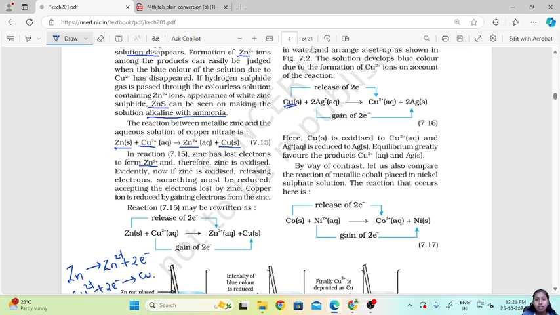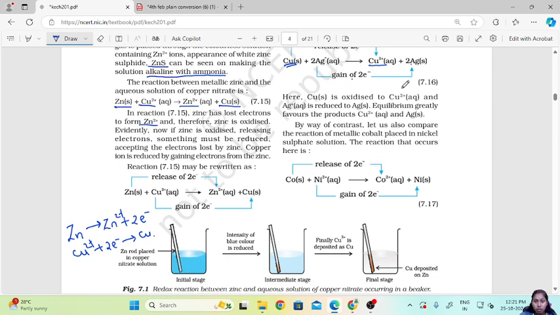Copper releases 2 electrons and becomes copper 2+, whereas silver ion gains electrons and becomes silver. So here copper is oxidized to copper 2+ ion and silver ion is reduced to silver. So equilibrium greatly favors the products, because the electrons which are released should be accepted by another species and stabilized.